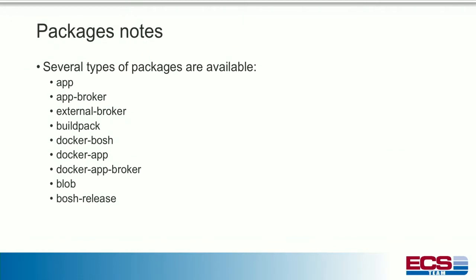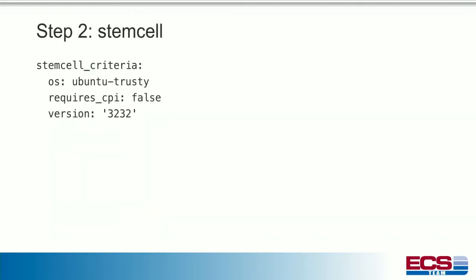Some more notes on that package stuff. Several types you can have. You can have application brokers, brokers that are external to your foundation. You can push a buildpack, Docker versions of BOSH app and app broker, a blob, or a BOSH release. And there's different parameters, obviously, after each one of those to make those work correctly. Again, today we're just going to focus on taking an app, a couple of apps actually, and bundling those into a tile, and then uploading that tile and installing it.